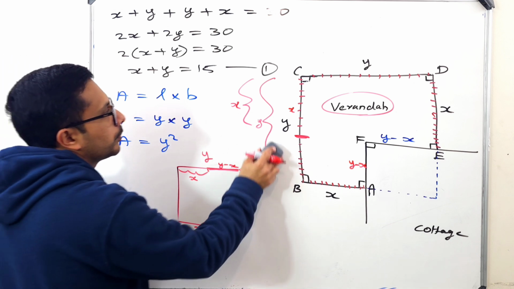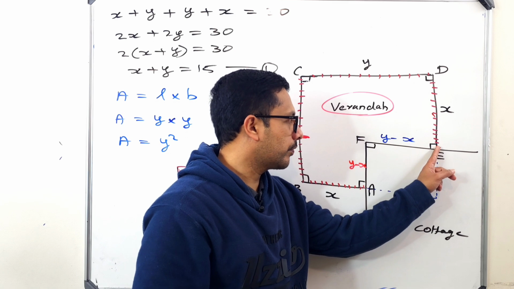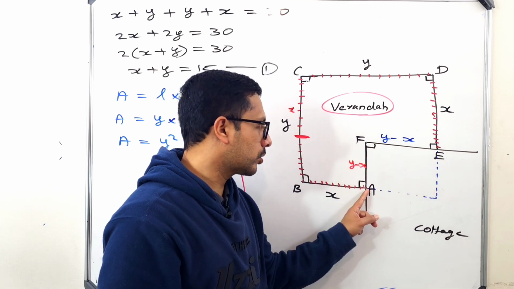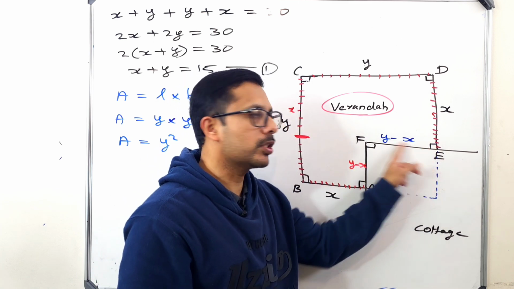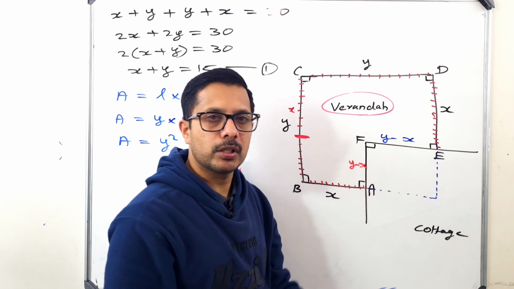So this length we now got as y minus x, and this length is also y minus x. So what is the area of this portion? Length times breadth, that means y minus x times y minus x.